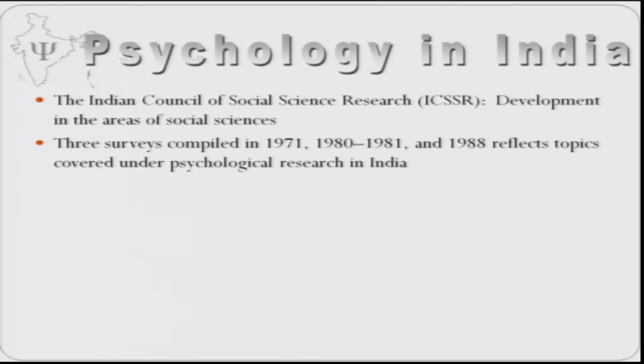Indian Council of Social Sciences Research, which is an organization of Government of India, which caters to the development in the area of social sciences, with the help of ICSSR, 3 surveys have been compiled, and you would find one which refers to 1971, second 1980-81 and third 1988. These 3 surveys, they basically reflect on the topics covered under psychology, different type of research that people have done. You would find an exhaustive survey. This was the 3rd survey, the 4th survey has not yet come forward.